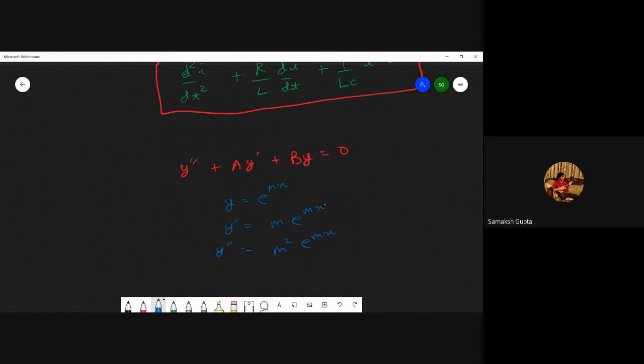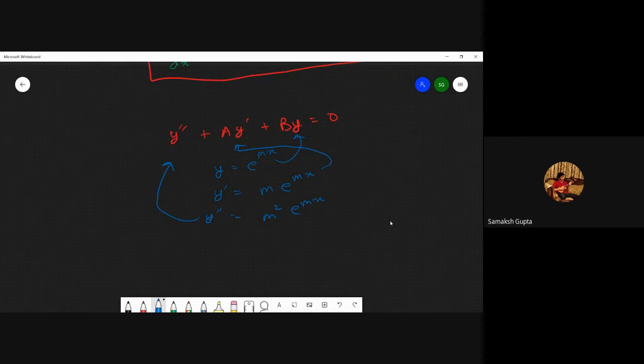Okay. So what we do is you just put these terms back into this equation, right? So what is eventually going to happen is this e to the power mx would just come out to be a common term, (m square plus am plus b) into e to the power mx is equal to 0. This e to the power mx can just get cancelled because we can shift it over there, and what you're left with will be this. So this is the characteristic equation which we normally get while we are solving the differential equations for second order.